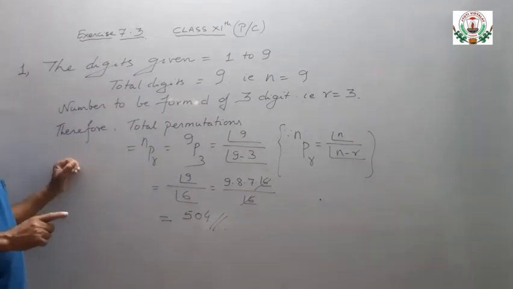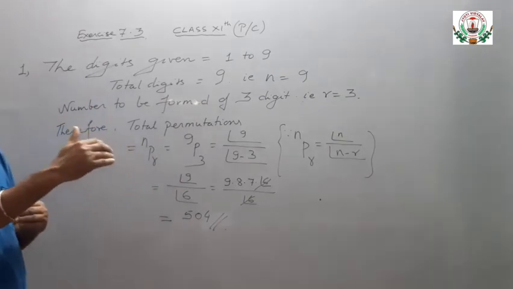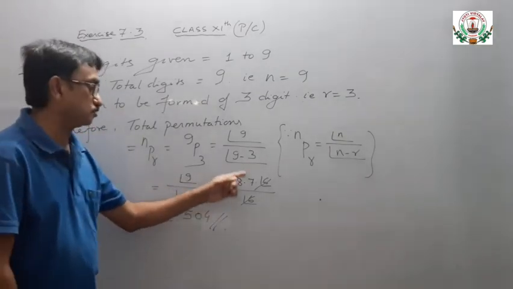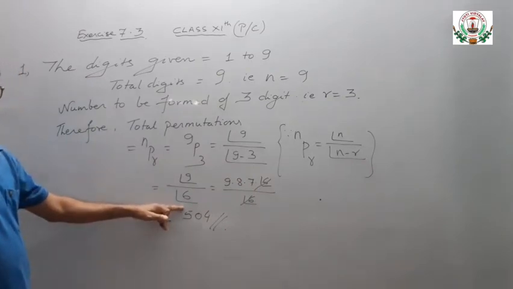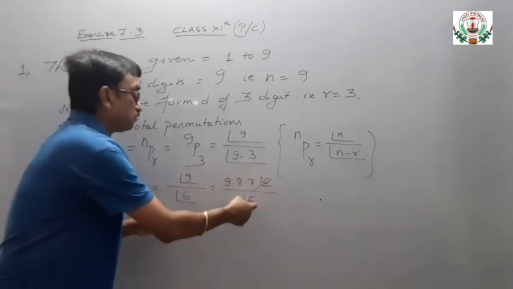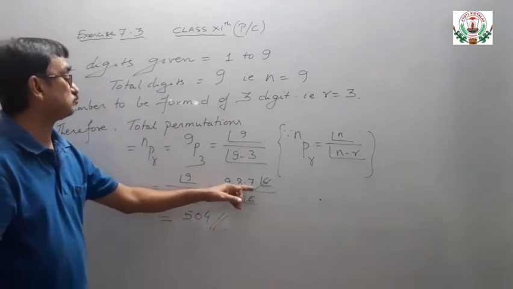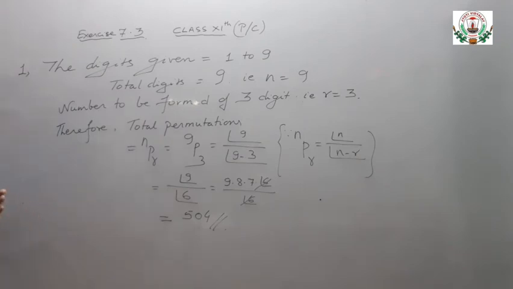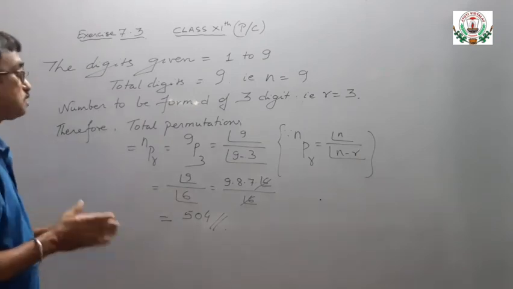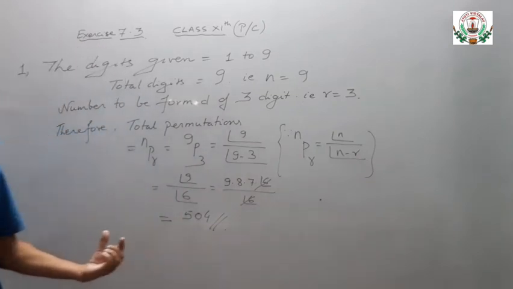Now factorial 9 is the product of the descending numbers, so 9 into 8 into 7, and now we will stop because in the denominator we have factorial 6. So factorial 6 and factorial 6 can be cancelled out, leaving the numbers 9 into 8 into 7. When we multiply we get 504. So the total number of 3-digit numbers that can be formed is equal to 504.